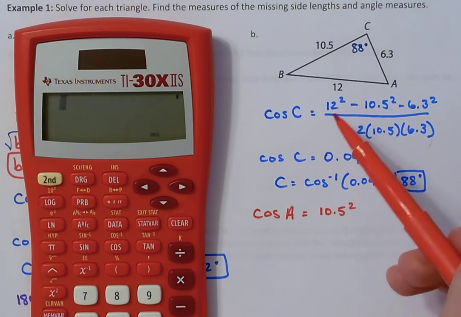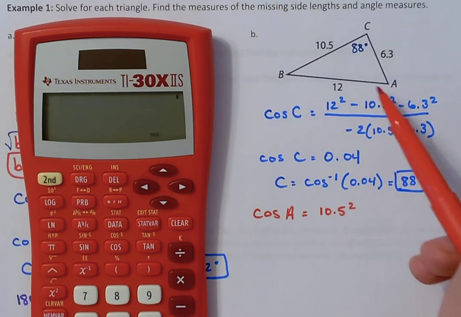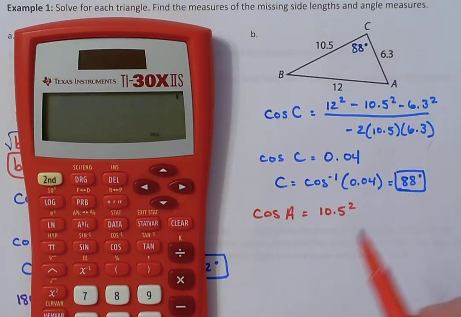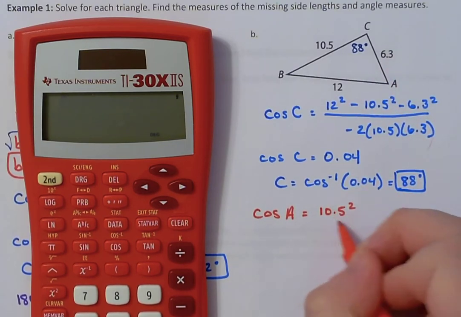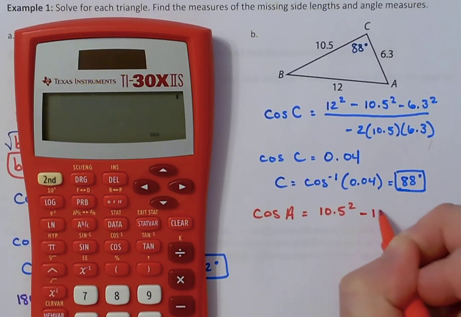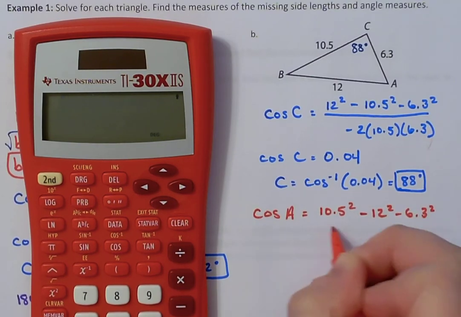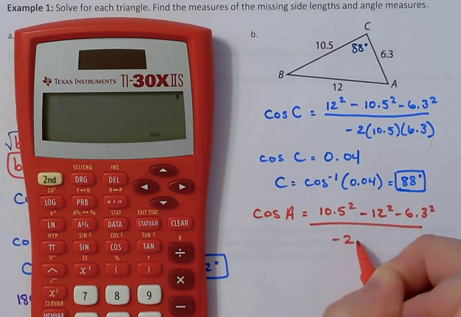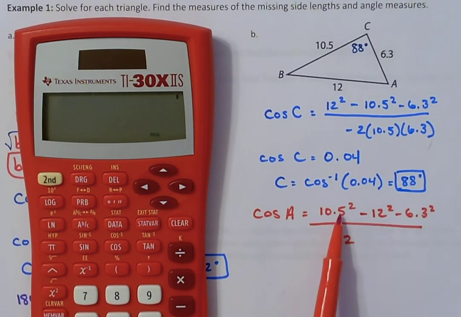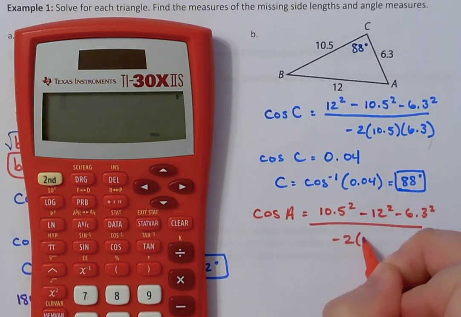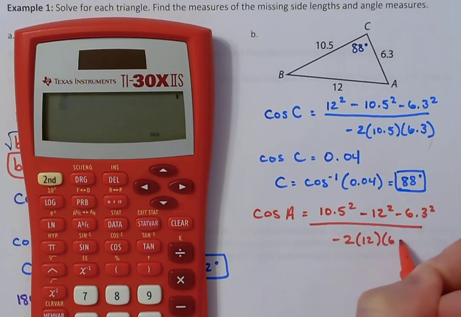So whatever angle you're trying to find, when you start the right side, you start with the side opposite that angle, and then the other two just fall in line behind that. So it's 10.5 squared minus 12 squared minus 6.3 squared over negative 2. And then we don't worry about the 10.5 anymore. We just worry about the other two numbers, so times 12 times 6.3.